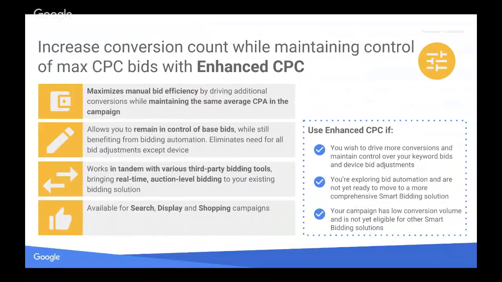So enhanced CPC will help you maximize bid efficiency while maintaining the same average CPA in a campaign. We have seen across all our advertisers that after changing from manual CPC to enhanced CPC, it doesn't affect the average CPA you're getting at the campaign level. Under the campaign level there will be some fluctuations, which is normal, but your campaign level CPA will not change after you shift from manual CPC to enhanced CPC.